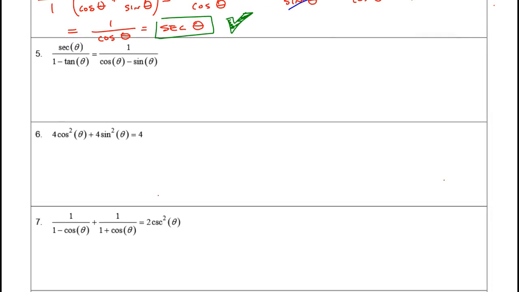Example 5. Got secant theta over 1 minus tan theta equals 1 divided by cosine theta minus sine theta. So I'm not sure. We could kind of debate on this one. Which side do we think is more complicated? I'm probably going to go with the one on the left because it doesn't have sine and cosine in it anywhere. Typically, those are tougher to work with. Let's see what we can do with this one.